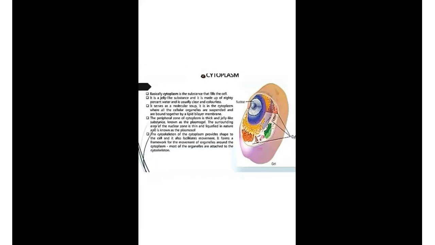If I talk about cytoplasm, every organelle like your nucleus, your mitochondria, your endoplasmic reticulum, everything will be suspended in this cytoplasm, a jelly-like substance. Okay, so the peripheral cytoplasm, the thick jelly-like substance, is known as plasmagel.